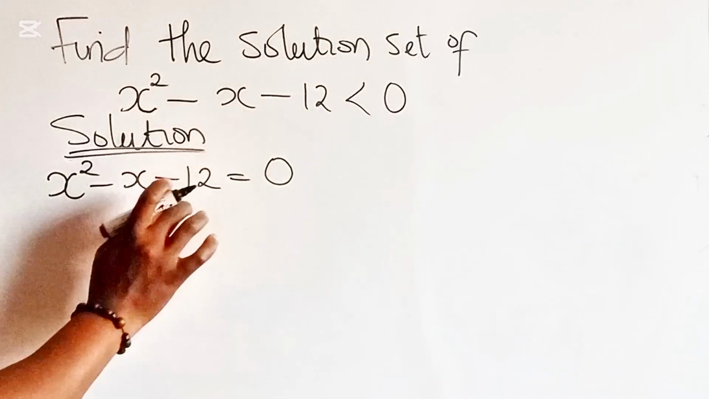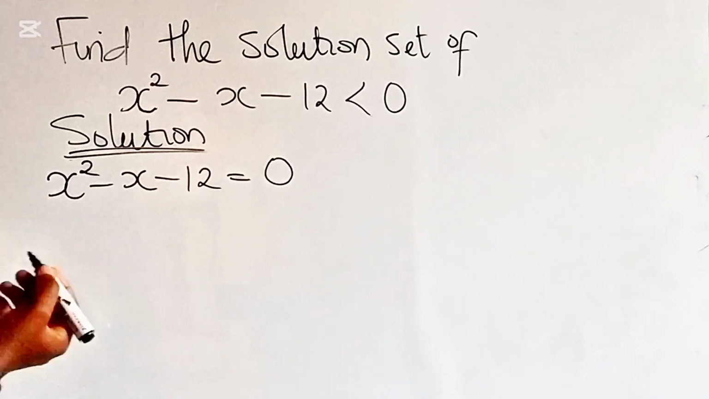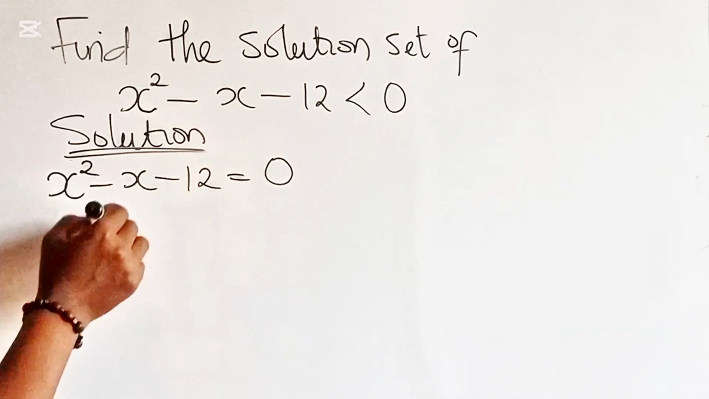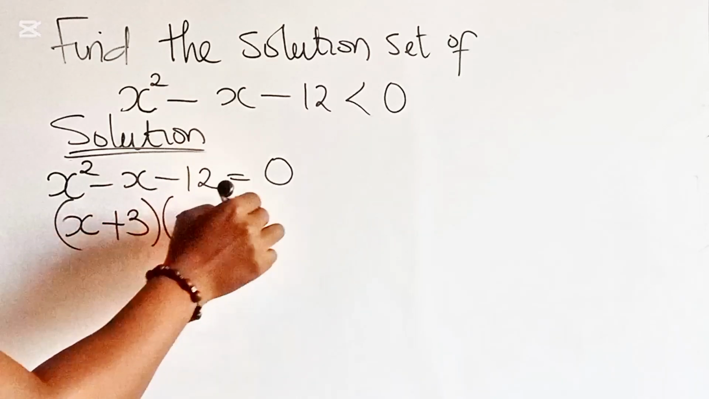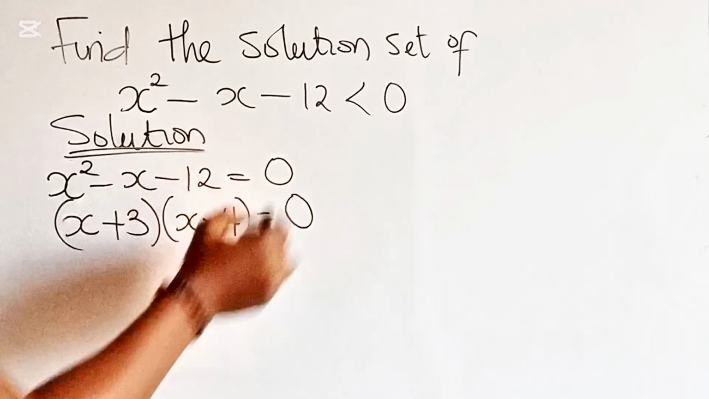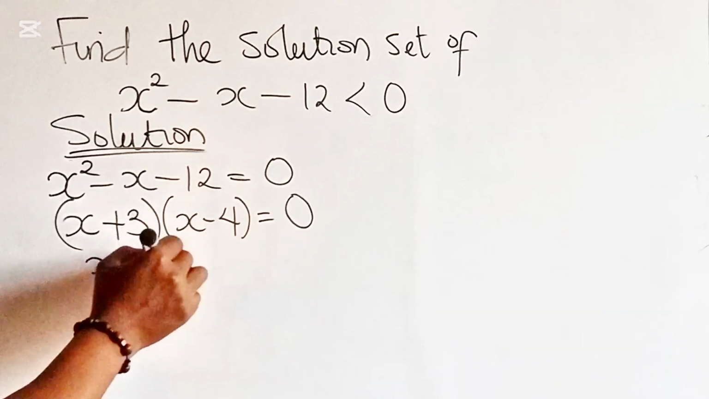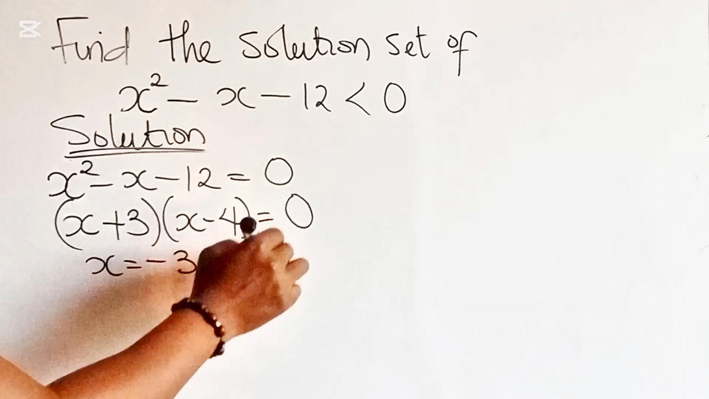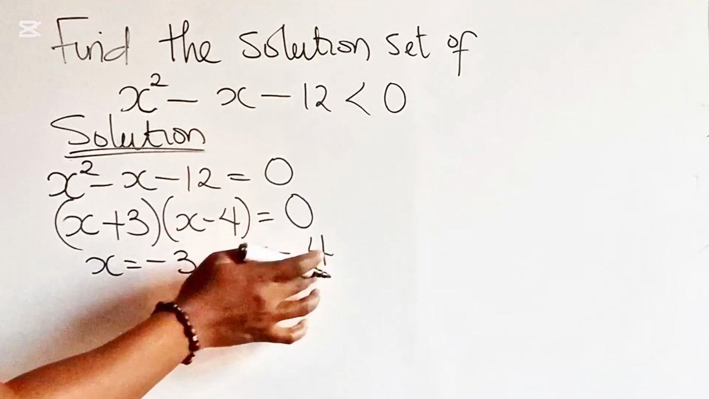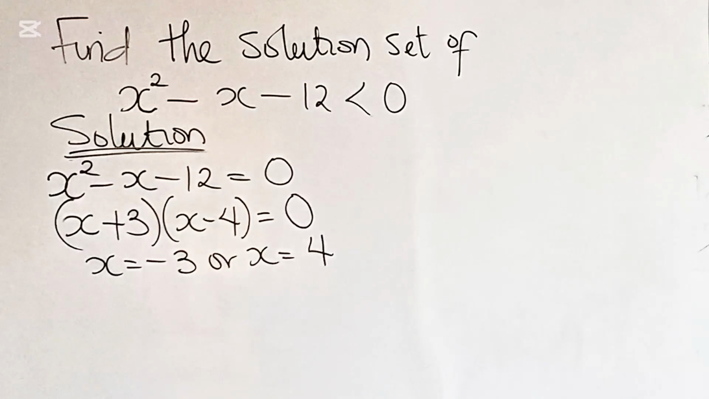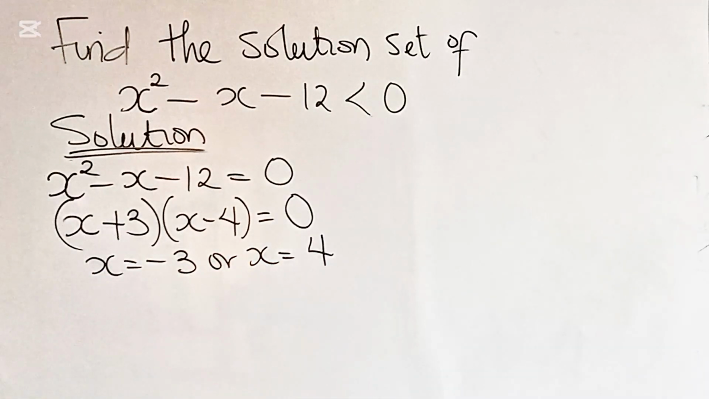So in order to find the value of x in this equation, we are going to factorize. If we factorize, we are going to have x plus 3, x minus 4 is equal to 0. So the values of x in this equation is either x is equal to minus 3 or x is equal to 4. So these values of x we have here are called the critical values. These critical values are going to aid us in plotting our graph.